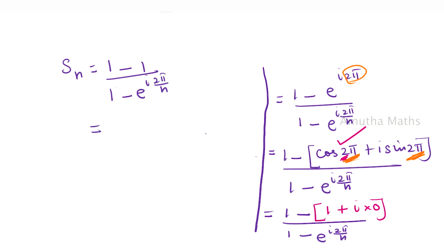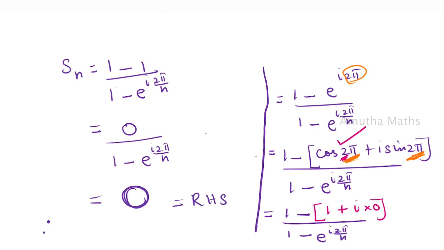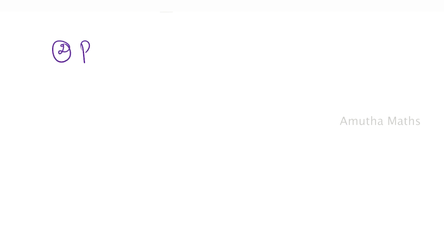So that is equal to, what will you get? 1 minus 1 is 0 divided by 1 minus e power I into 2 pi by n. So 0 by anything is 0. That is equal to the right hand side. Therefore, the sum of n roots of unity is equal to 0: 1 plus omega plus omega square plus etc. omega power n minus 1 is equal to 0. So the second property is product of the roots.